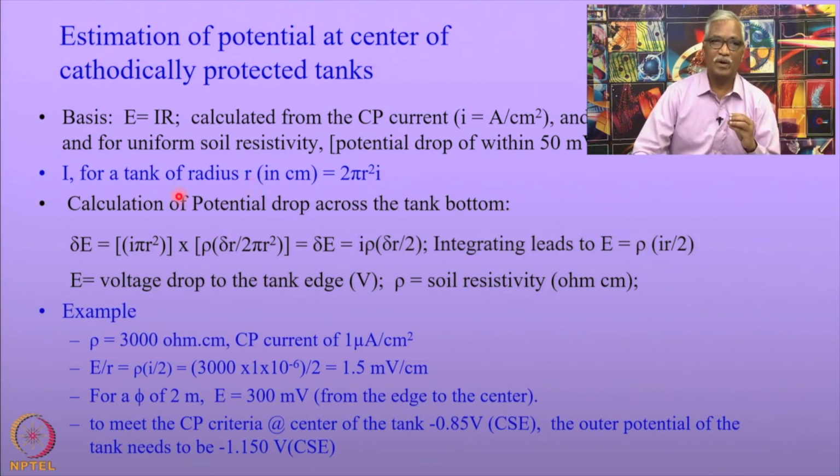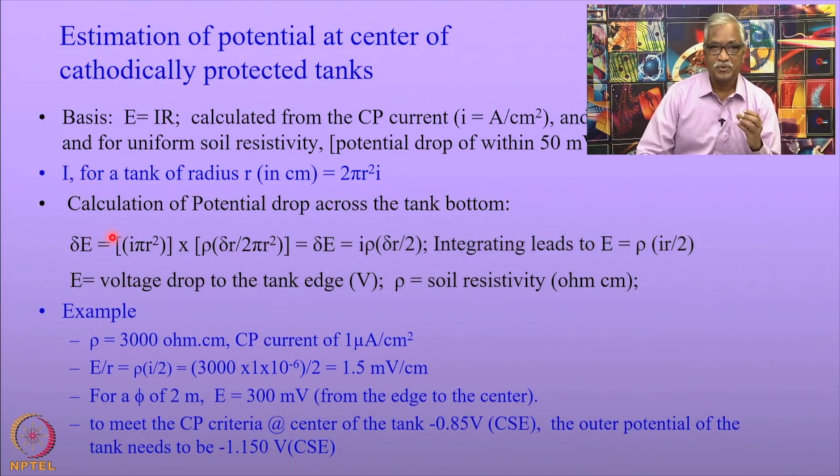We see below how one can calculate the potential of the tank at its center with respect to soil. First is to calculate the current required for cathodic protection. That is done by knowing the current density and the area of the tank. So, the total current required for protecting the tank can be calculated.